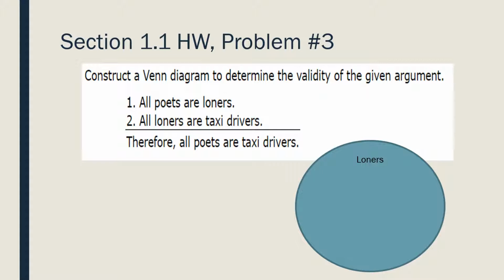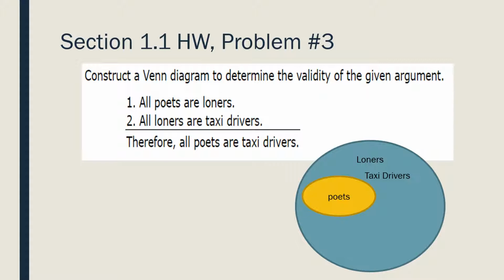And we're told that all poets are loners. So we put a little circle inside of loners, and we label that poets. So all poets belong in the big circle of loners. Now our next statement, our minor premise, is that all loners are taxi drivers. So what I did is I just went ahead and added in under loners. These are the same thing, all loners are taxi drivers. So the big circle, the blue circle, is all loners who are also taxi drivers.